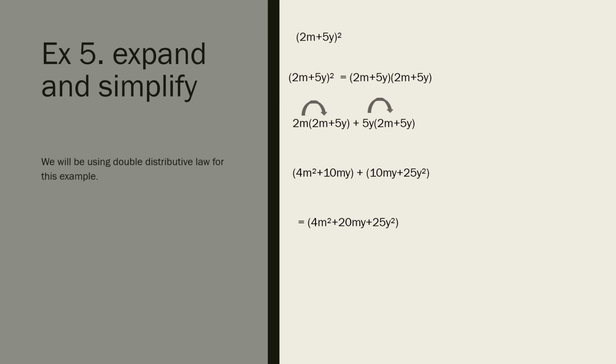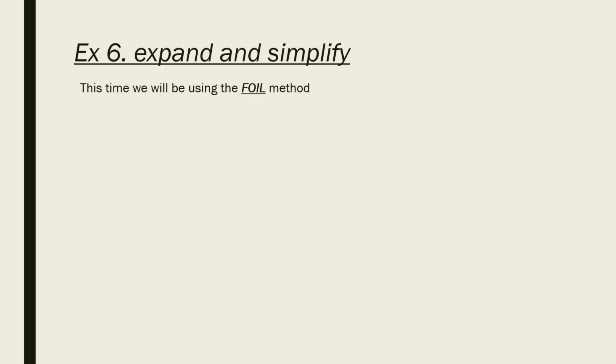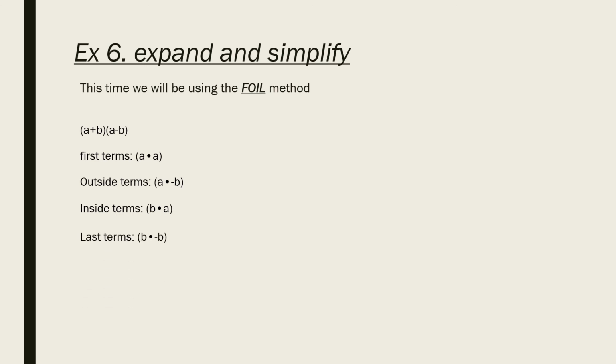For our final example, we will be expanding and simplifying. This time we will be using the FOIL method. Our question is a plus b times a minus b. Our first terms are a times a. Our outside terms are a times -b. Our inside terms are b times a. And the last two terms are b times -b.